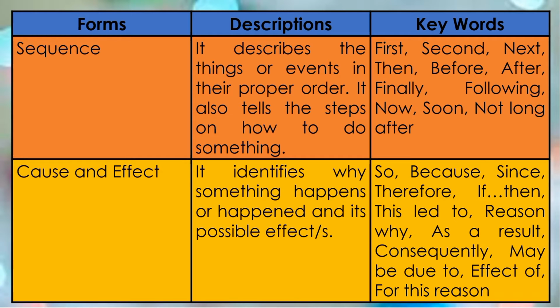The second form of an informational text is what we call the cause and effect. A cause and effect informational text identifies why something happens or happened and its possible effects. Some of its keywords are so, because, since, therefore, if then, this led to, reason why, as a result, consequently, may be due to, effect of, and for this reason.